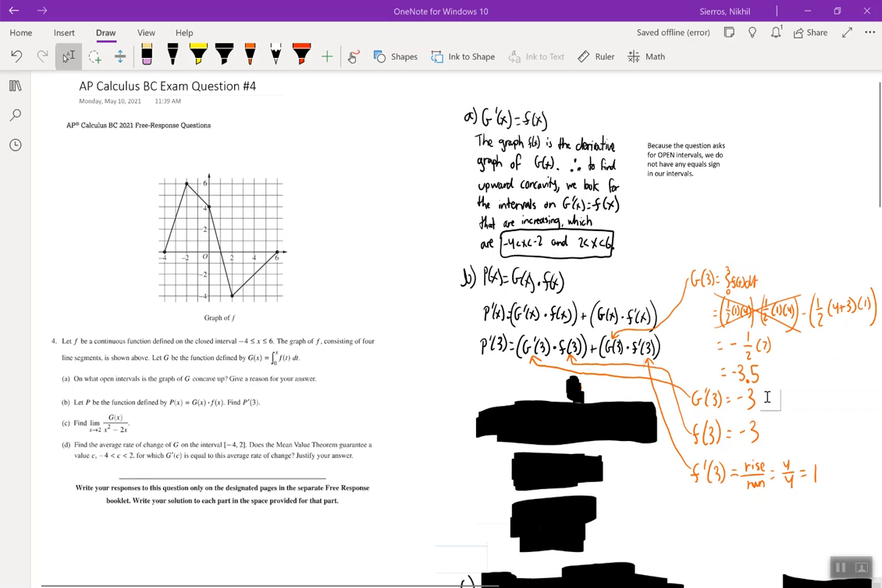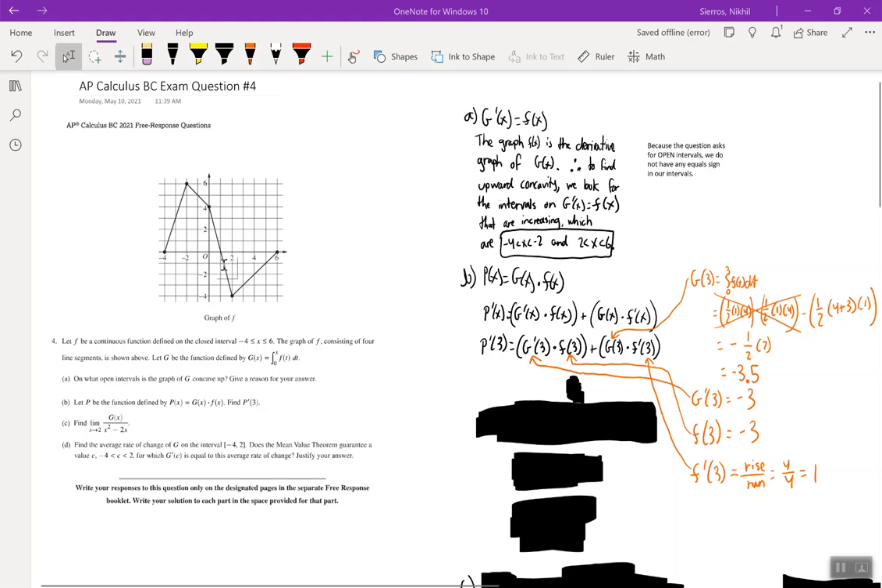As you can see through my various equations in orange here, we set out to find g prime of 3, f of 3, g of 3, and f prime of 3. Let's start with g prime of 3 first. To find g prime of 3, g prime of 3 just equals -3 because we know that g prime of x is equal to f of x, and right here is the graph of f of x. So saying g prime of 3 is also the same as saying f of 3.